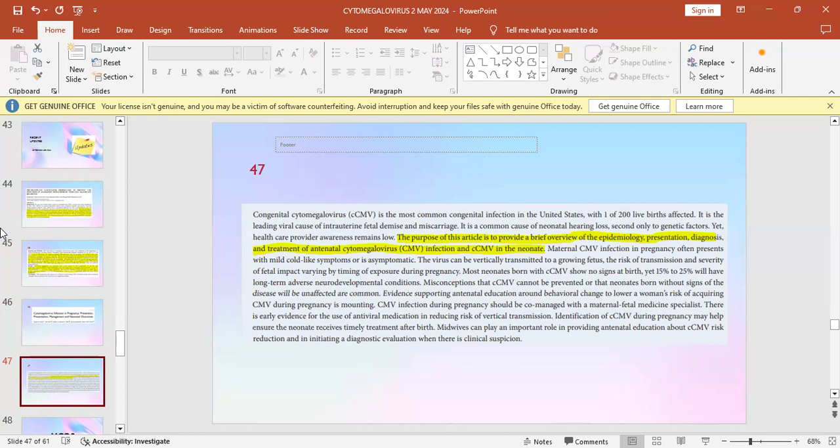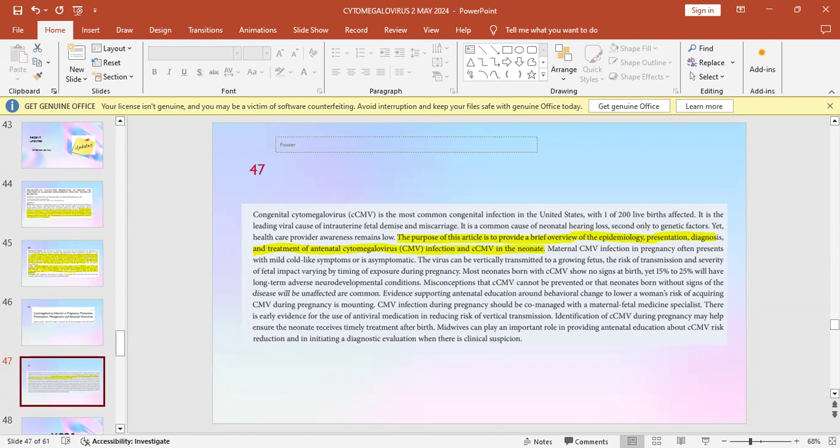Most neonates born with cytomegalovirus show no signs at birth, yet 15 to 25% will have long-term adverse neurodevelopmental conditions. Misconceptions that cytomegalovirus cannot be prevented, or that newborns born without signs of disease will be unaffected, are common. Evidence supporting antenatal education and behavior change to lower a woman's risk of acquiring cytomegalovirus during pregnancy is mounting. Cytomegalovirus infection during pregnancy should be managed with the maternal fetal medicine specialist. There is early evidence for the use of antiviral medication in reducing the risk of vertical transmission. Identification of cytomegalovirus during pregnancy may help ensure the neonate receives timely treatment after birth.